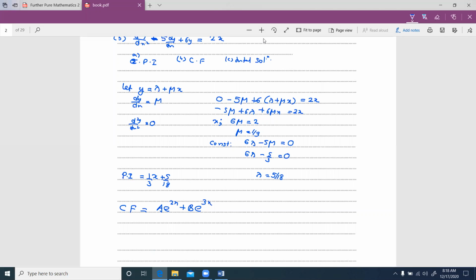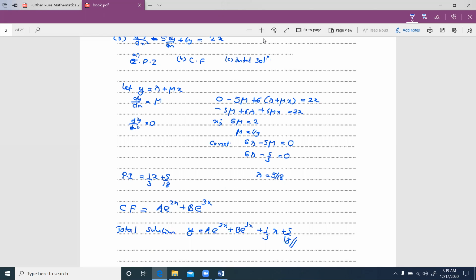Then we can find the total solution. The total solution becomes y equals to a e to the power 2x plus b e to the power 3x, and the particular integral. This bit is the complementary function. Particular integral is 1 over 3x plus 5 over 18. That's the way of getting this answer. Right.